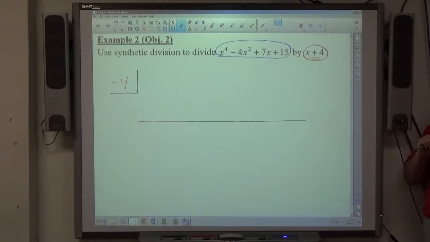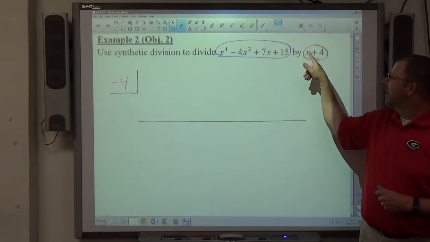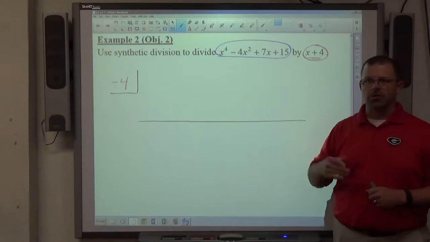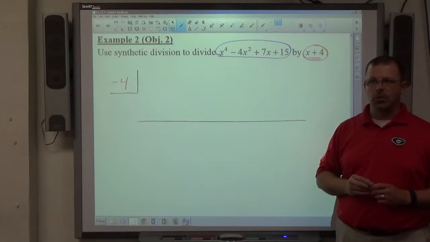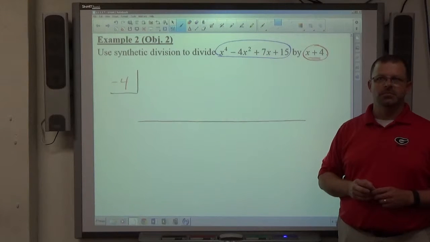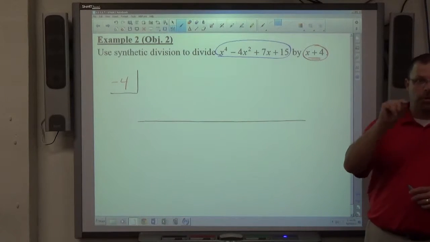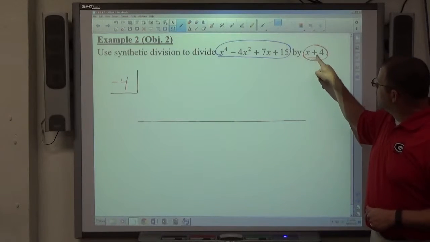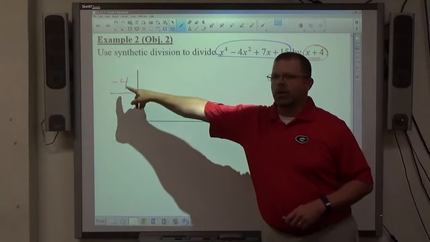Let me give you one quick heads up on when synthetic division can be used, because it can't be used 100% of the time. It can only be used when you're dividing a polynomial by x plus or minus something. If you're dividing by x plus 5, it works. X minus 2 works. X plus 17 works. 2x minus 13 doesn't work. Divide by x squared minus 17 doesn't work. It has to be x to the first power plus or minus something. Otherwise, it doesn't work. So, negative 4 plus 4 makes 0, so negative 4 is what goes up in this box.